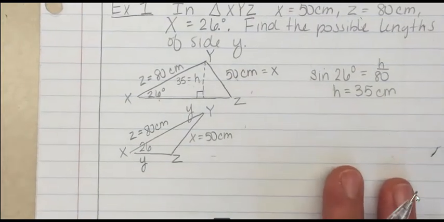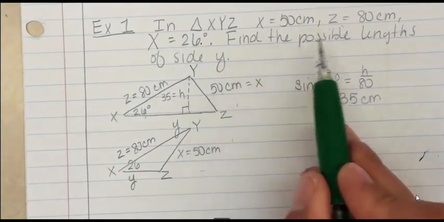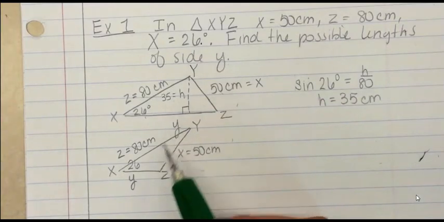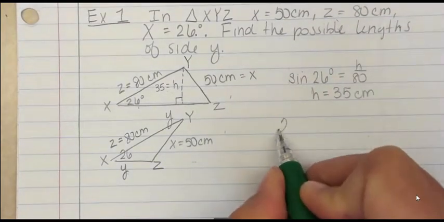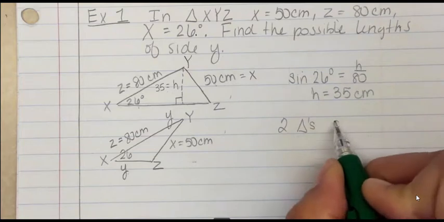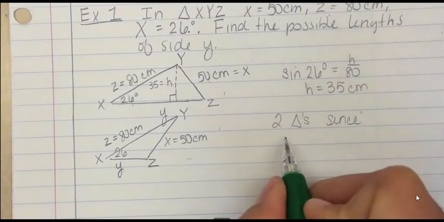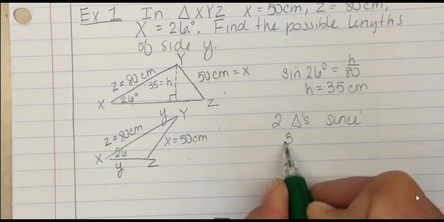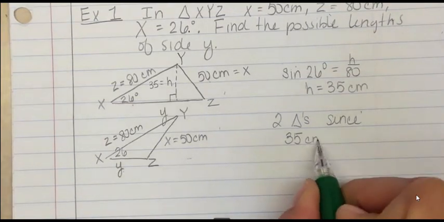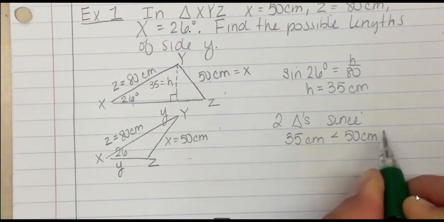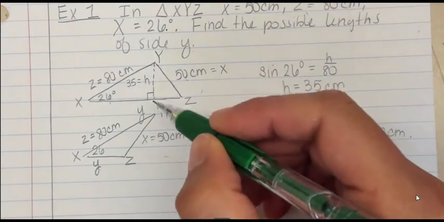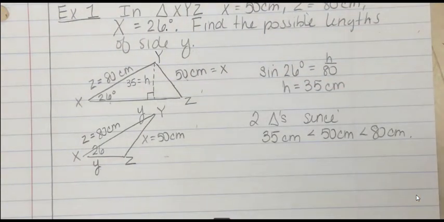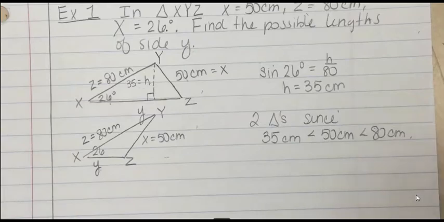Now I would have to solve both of these triangles. Really, all I'm trying to do here is find the possible lengths of side Y. So I'm trying to find this Y and this Y. In order to do this, first of all, I know that I have two triangles, and that's because my 35, which is my shortest height, my 35 centimeters, was less than my 50 centimeters, which was less than my 80 centimeters. So always look for that shortest possible side, and ask yourself, let me compare these two sides to that, and now I know that I have two triangles. And again, that was this case right here.